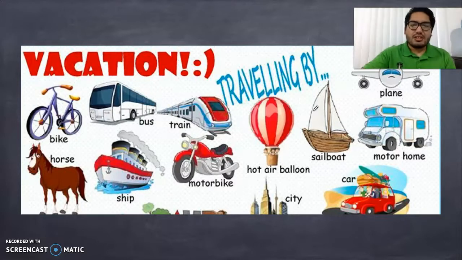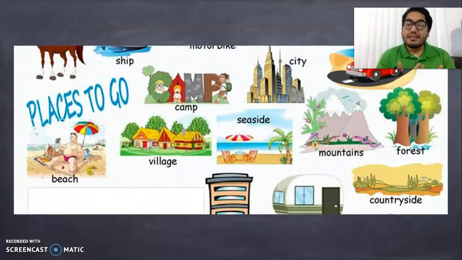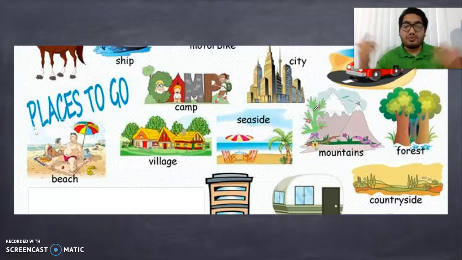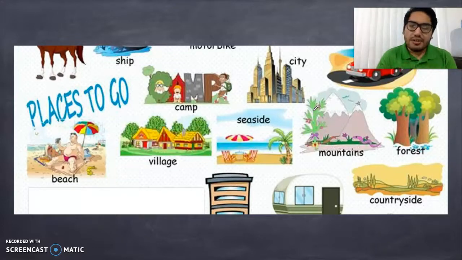So let's see. Places to go. Where we can go to different places. It can be a city, it can be a camp, a village, the beach, the seaside, the mountains, the forest, or a countryside. These are usually the places that we go for vacations.